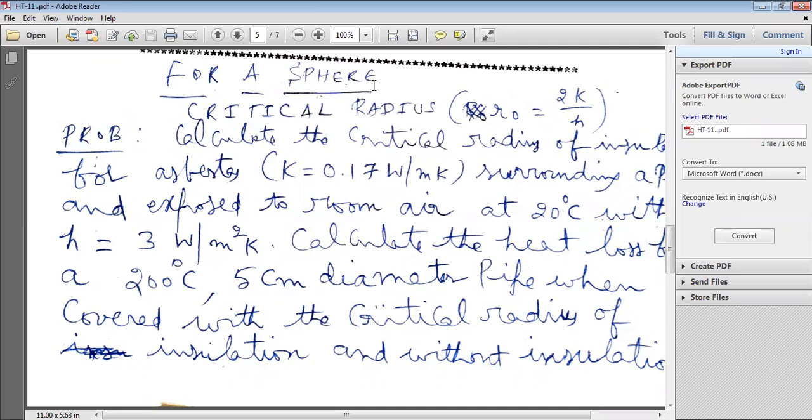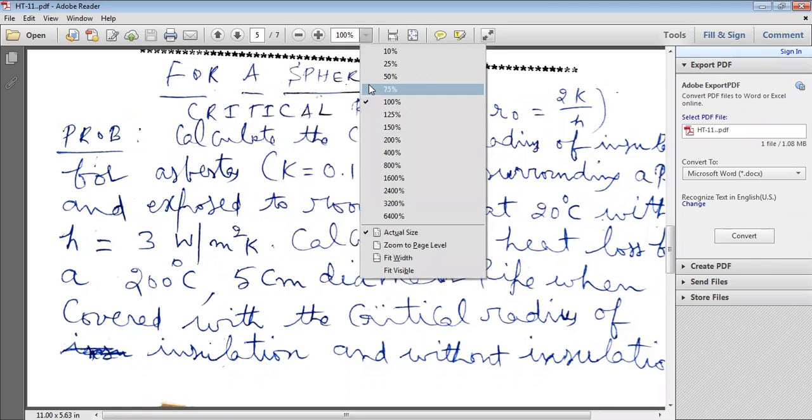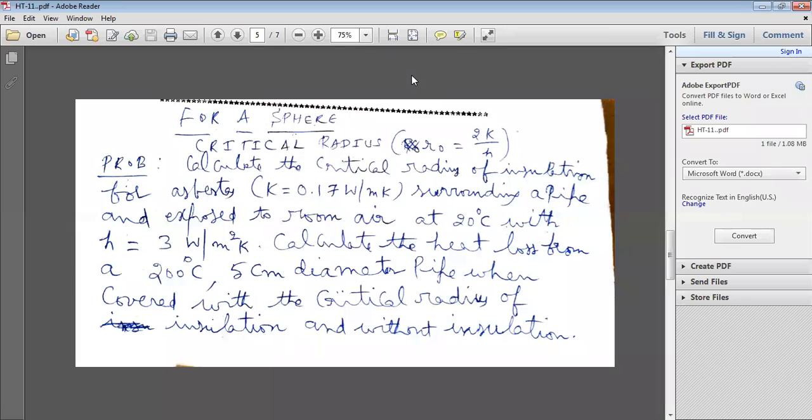For a sphere, if you follow the same procedure and derive the equation, the critical radius for a sphere Ro is equal to 2k by h. You have to multiply by 2. That's all, that is the difference. For the cylinder, k by h. For the sphere, critical radius Ro is equal to 2k by h. Okay? Next.